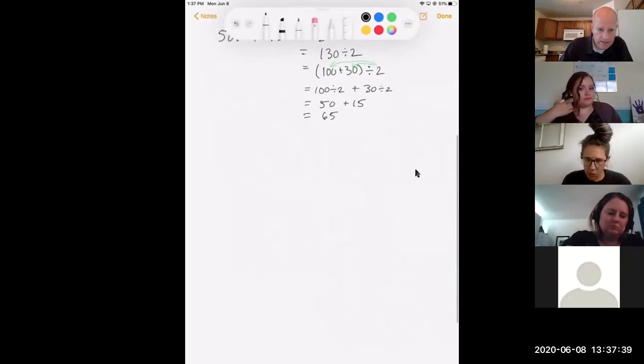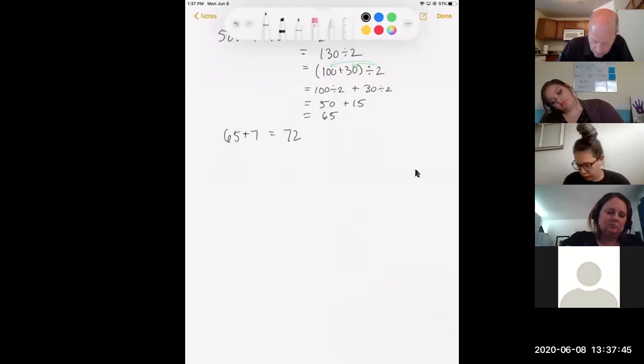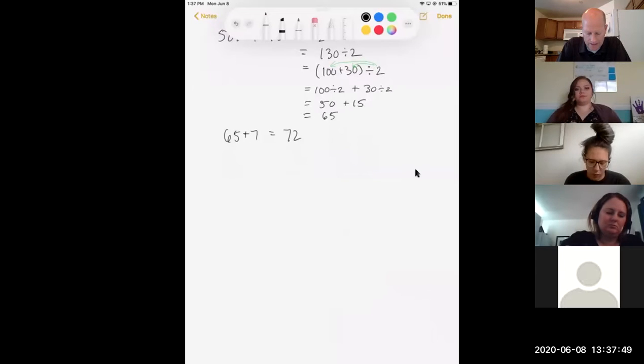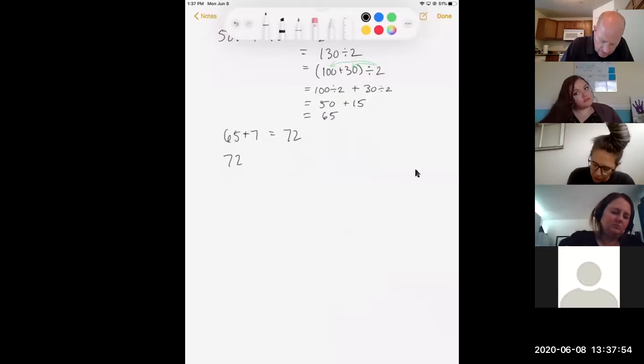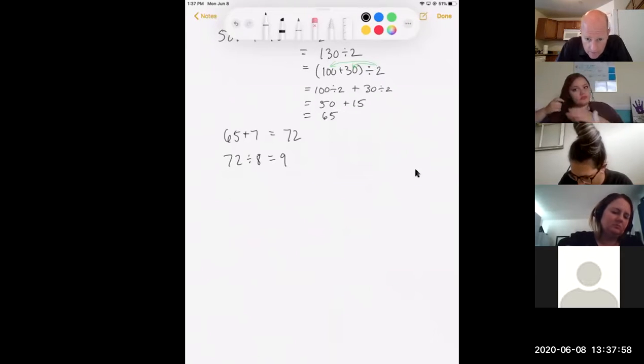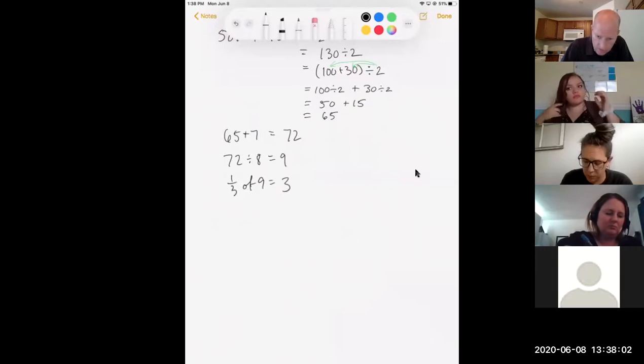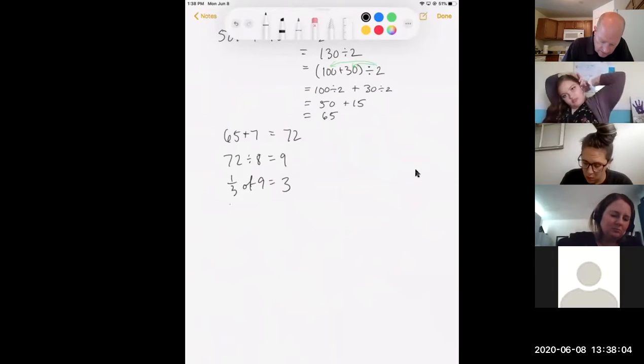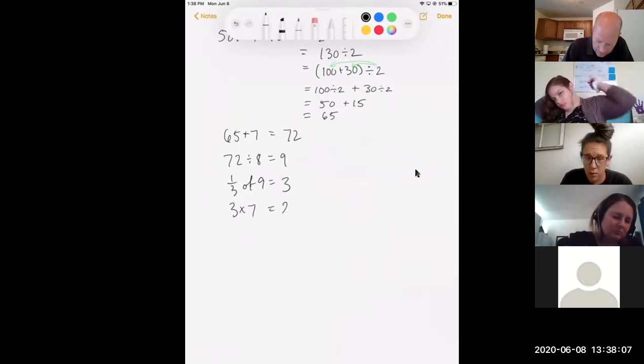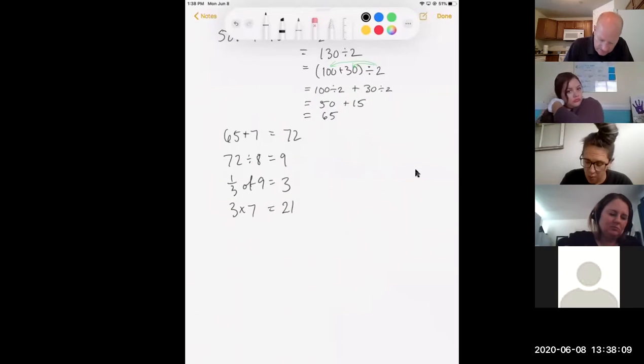Great work. So the next one is we're going to do 65 plus 7. That's equal to 72. So you can do the 5 and the 7 and get the 12, and then put that 10 onto the 6. And I'm going to do 72 divided by 8. That equals 9. And then I'm going to do a third of this. So we're getting down to easier numbers. That's 3 times 7. It's supposed to be a hard one. And then plus 6.